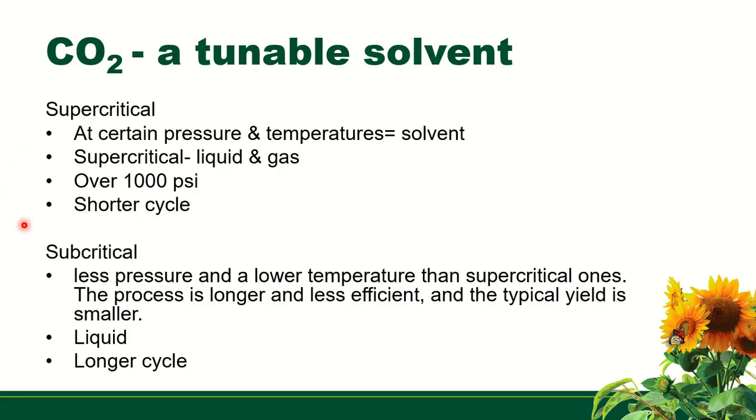All right, so what's the difference between these? Supercritical: very high pressures and temperatures. The CO2 becomes a solvent. It's in this in-between state of a liquid and a gas. Again, very high pressures, and it's a relatively short cycle. Once you go to subcritical, it is less pressure and less temperature. It's less harsh on terpenes, and it acts as a liquid. But this is a longer cycle, and it's actually really quite terrible extraction efficiencies.